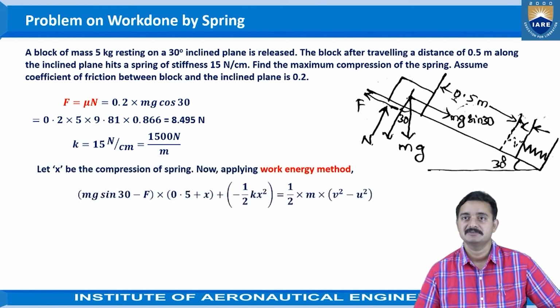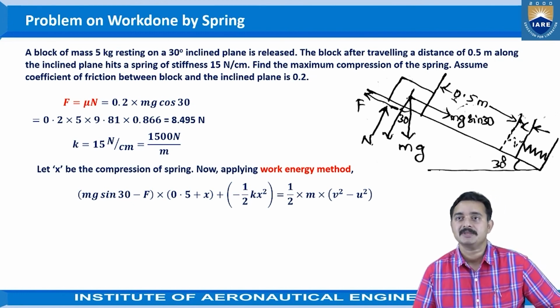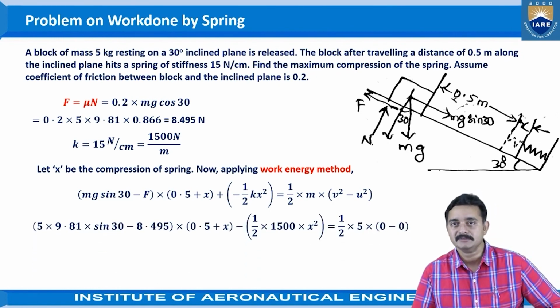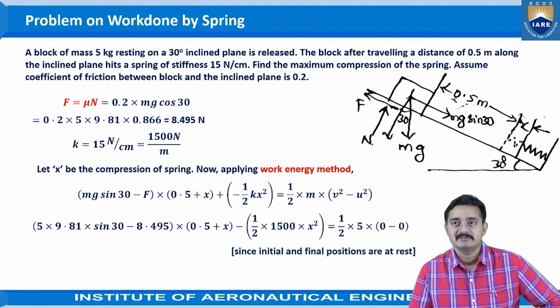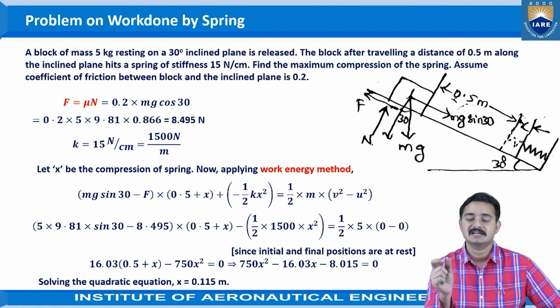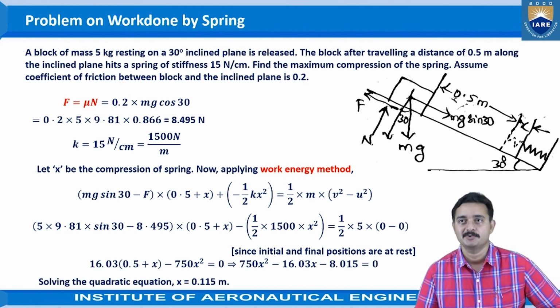Now applying the work energy method, we get (mg sin 30 minus F) into (0.5 plus x) minus 1 by 2 Kx square. This minus is taken because the work is done onto the spring. It is equal to 1 by 2 into m into (V square minus U square). Further simplifying this and solving the quadratic equation, we obtain the value of x as 0.115 meters. So that is the compression to which the spring will be undergoing.